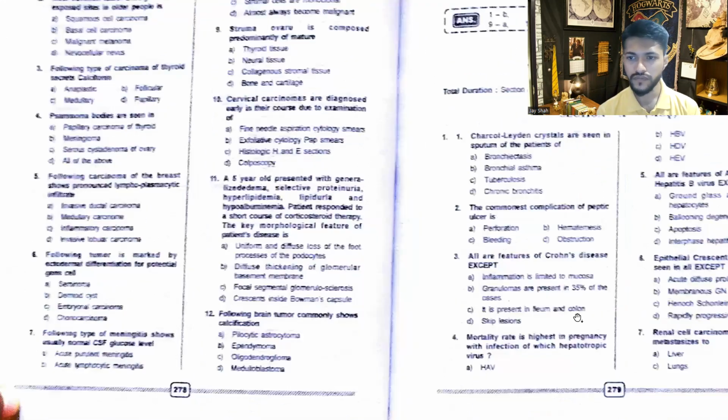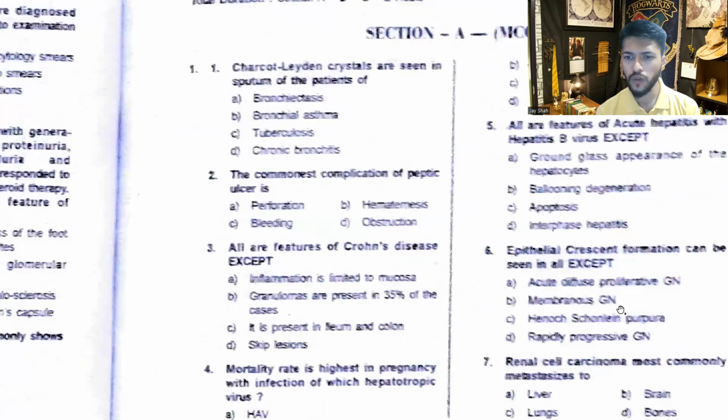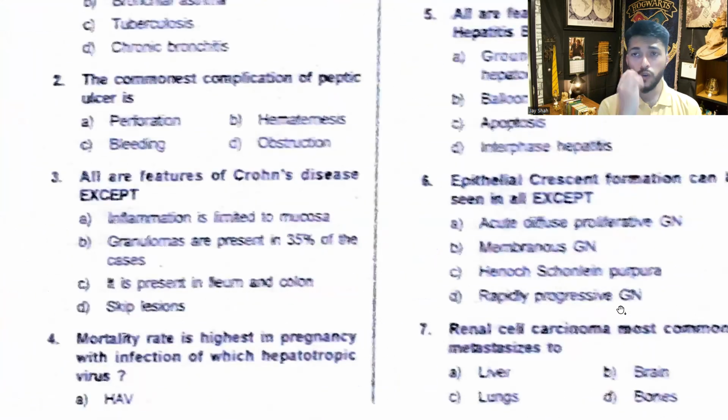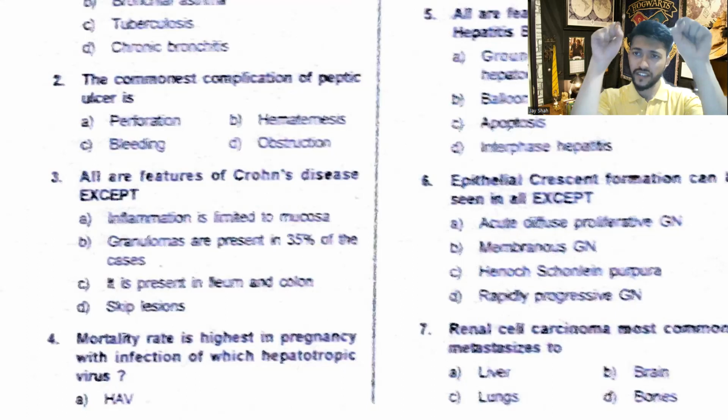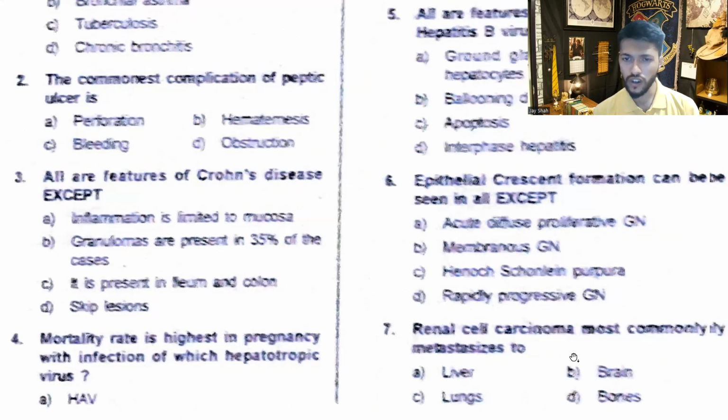Right. Renal cell carcinoma most commonly metastasizes to, now it will go upwards via your renal veins, then your inferior vena cava, liver, and finally it will get arrested in your lungs. So the most common site is your lungs.